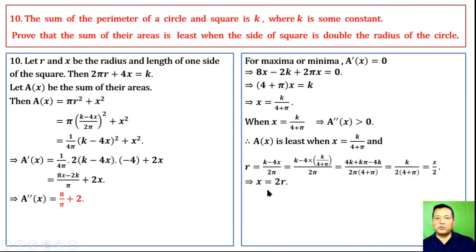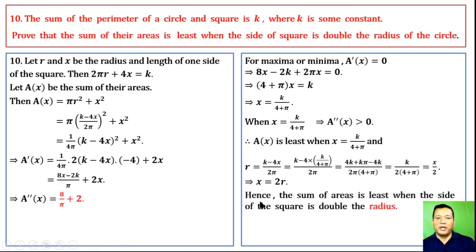That is, x equal to twice r. Hence the sum of areas is least when the side of the square is double the radius of the circle. Hence proved.